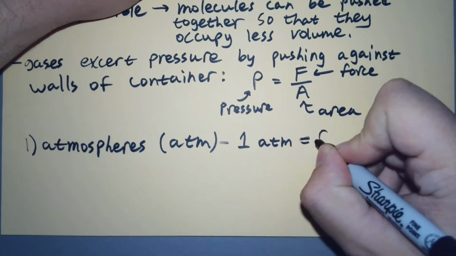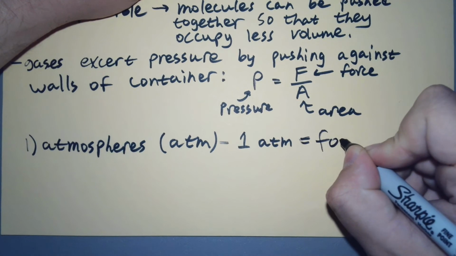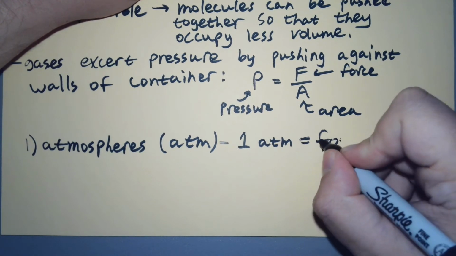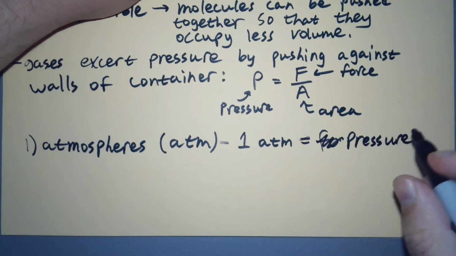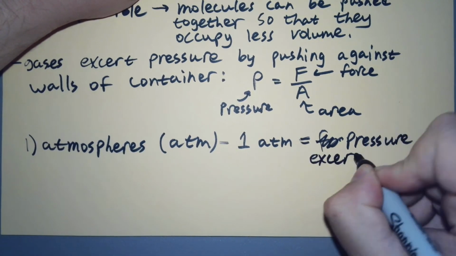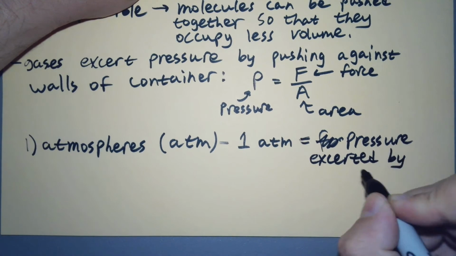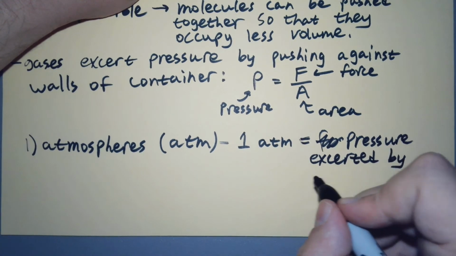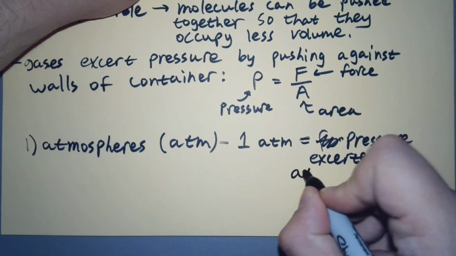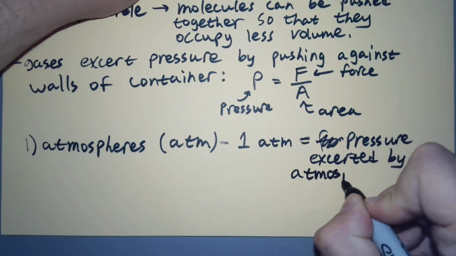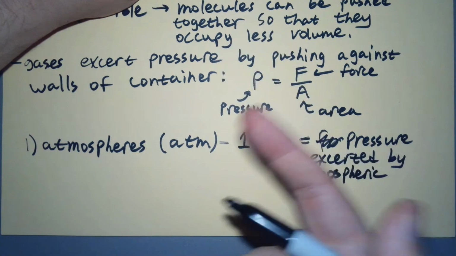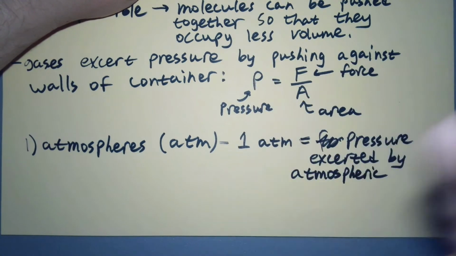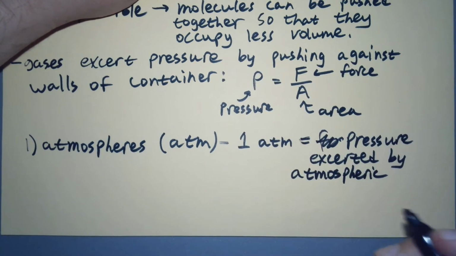So, 1 atmosphere is the force, or I should say pressure, exerted by the atmospheric gases. So we've got a mix of nitrogen. It's like 70% nitrogen, 20% oxygen, 10% magic around us.